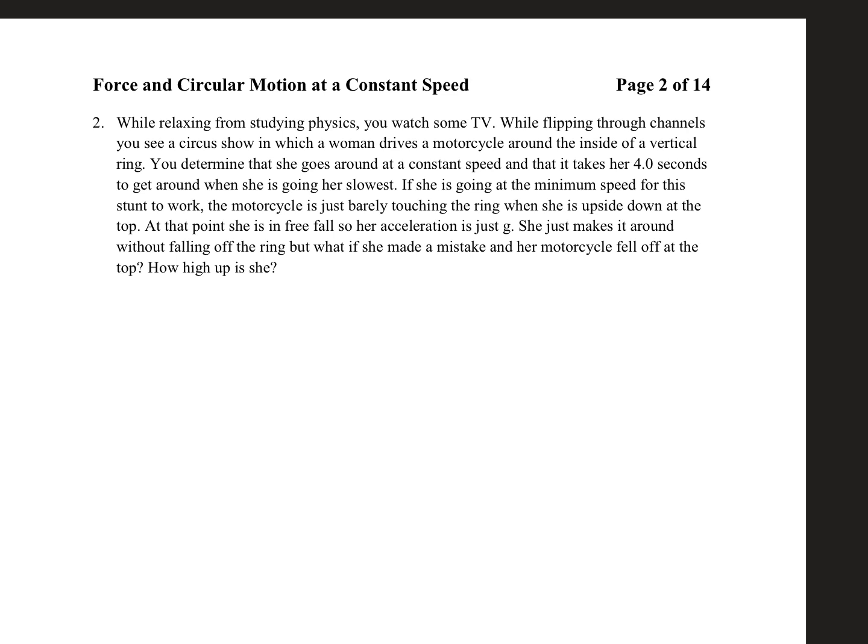Flipping through channels, you see a circus show in which a woman drives a motorcycle around the inside of a vertical ring. You determine that she goes around at constant speed and that it takes her 4 seconds to get around when she's going her slowest. If she's going at the minimum speed for this stunt to work, the motorcycle is just barely touching the ring when she's upside down at the top of the loop-de-loop.